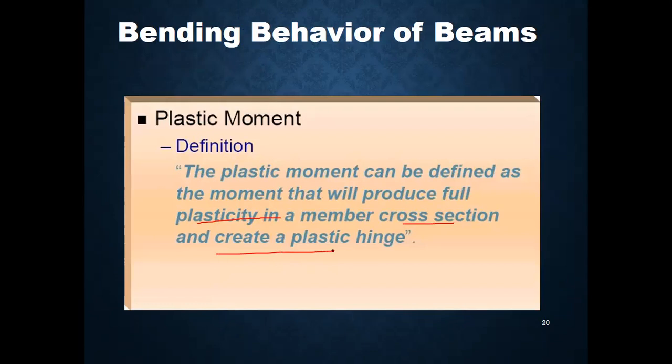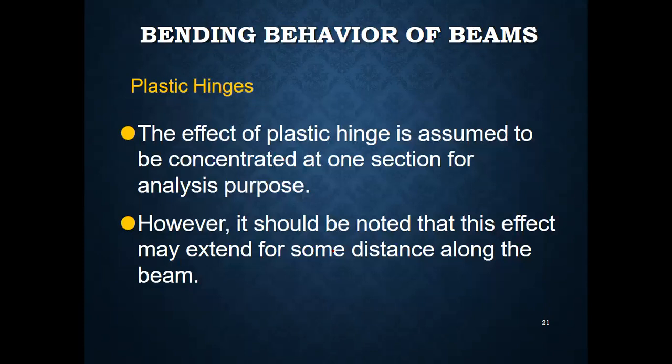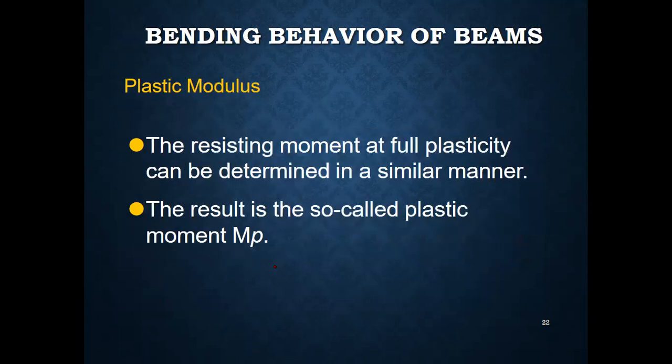So, as the name suggests, plastic moment is going to induce plasticity in the member, which ultimately leads towards the formation of the plastic hinge. Due to this plastic hinge, all the forces or the stresses are going to be concentrated at one section only. But it should also be noted that this effect could also be extended for some distance along the beam on both sides of the plastic hinge formation point.